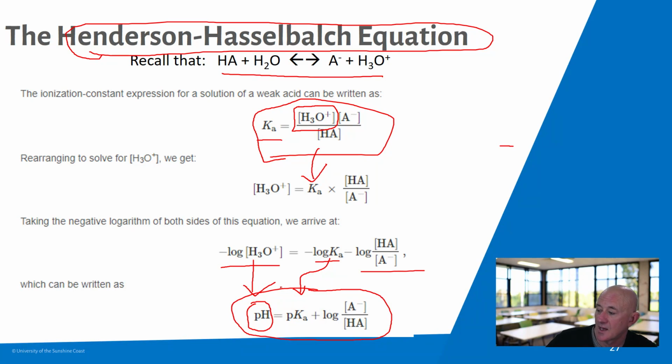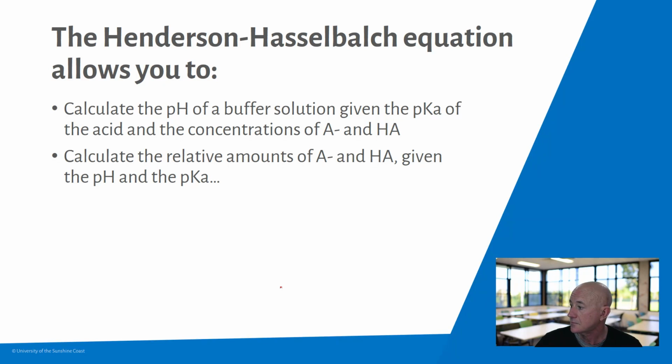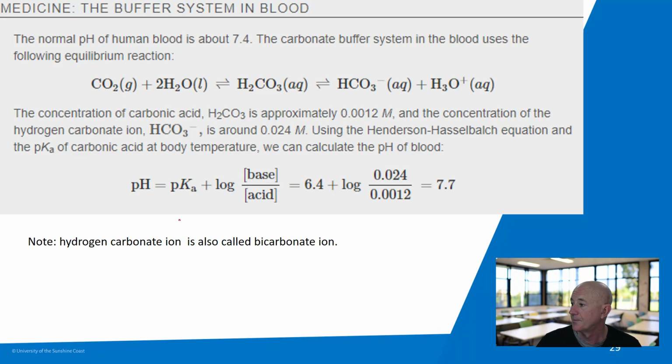I'll give you some examples in a moment of how you can use it. There's my little summary of how you can use it. You can calculate the pH of a buffer if you know the pKa of the acid and the concentrations of A- and HA, or you can calculate the relative amounts of A- and HA if you know the pH and the pKa. Obviously, I'm going to give you some examples.